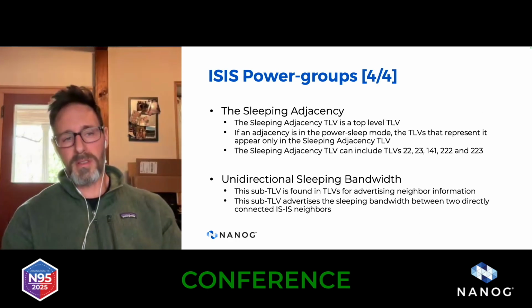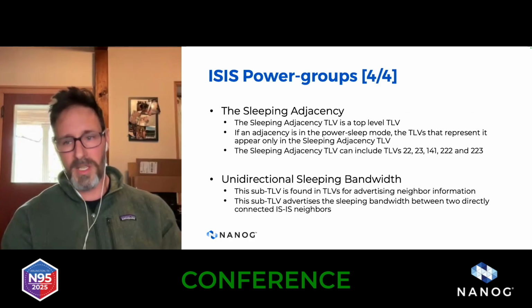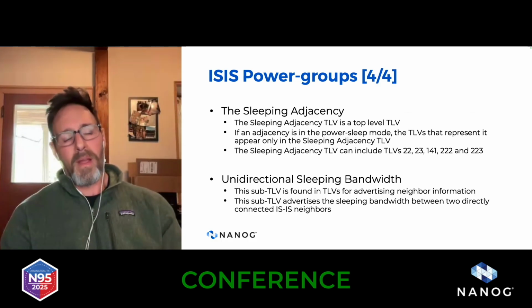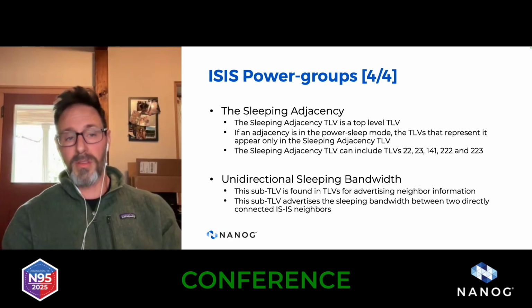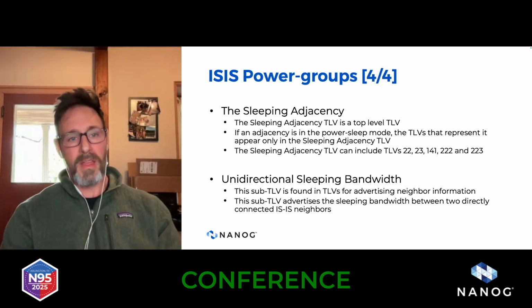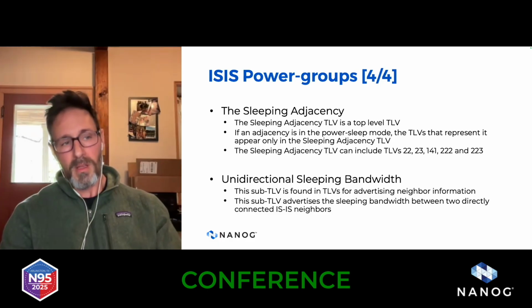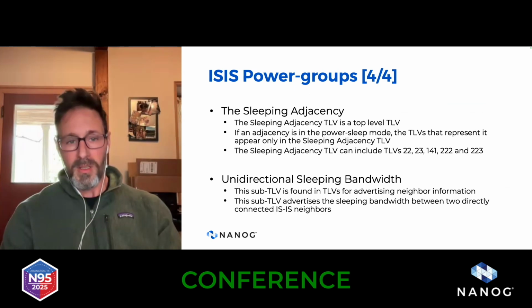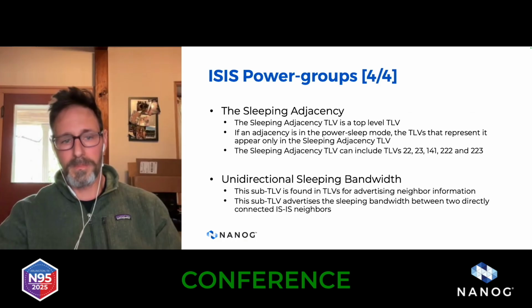Unidirectional sleeping bandwidth is a similar construct to the sleeping adjacency, where maybe a member of an aggregated Ethernet bundle has been transitioned into a sleep state. We need to be able to advertise that a portion of the bandwidth of the aggregate Ethernet interface has been put to sleep. Again, so that we can remember and potentially proactively wake it up.